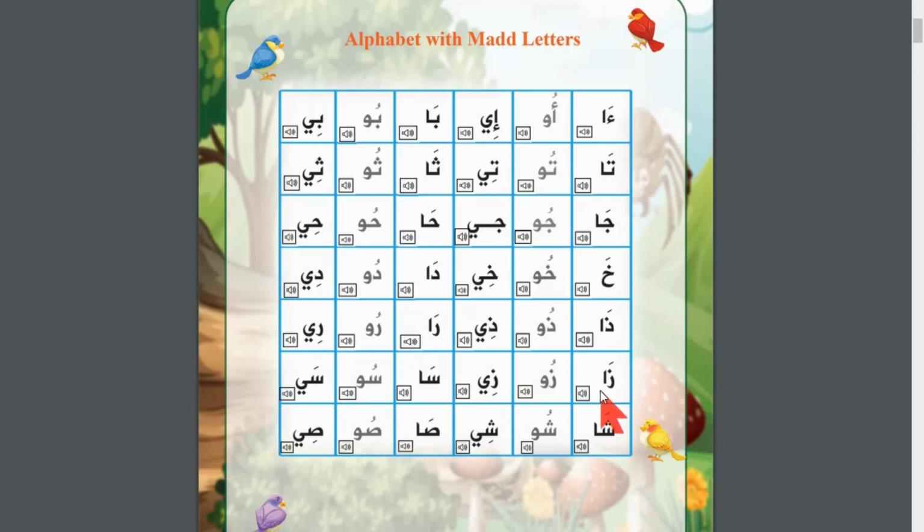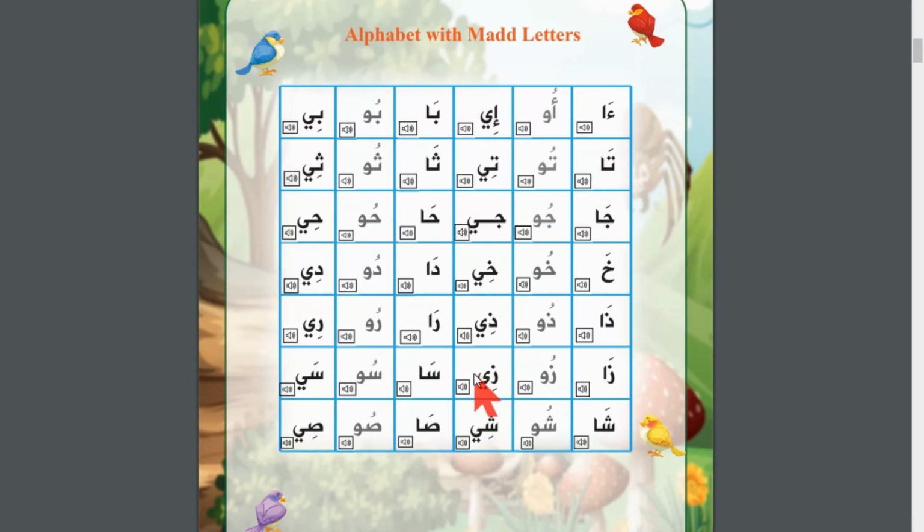Next line we have Za, Alif, Fatha, Za, Za, Waw, Damma, Zu, Za, Ya, Kasra, Zi, Za, Zu, Zi. The next one we have Sin, Alif, Fatha, Sa, Sin, Waw, Damma, Su, Sin, Ya, Kasra, Si, Sa, Su, Si. The next one we have Shin, Alif, Fatha, Sha, Shin, Waw, Damma, Shu, Shin, Ya, Kasra, Shi, Sha, Shu, Shi. The next one we have Sad, Alif, Fatha, Sa, Sad, Waw, Damma, Su, Sad, Ya, Kasra, Si, Sa, Su, Si.